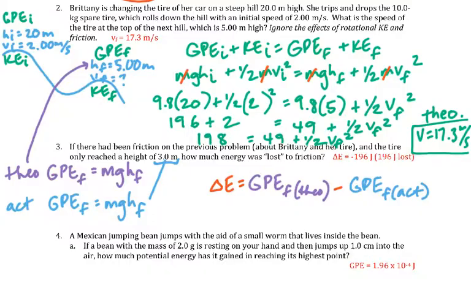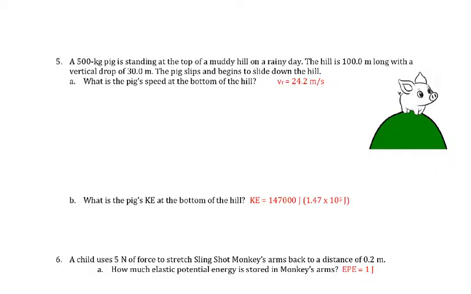Okay, last problem that I want to look at is this pig one on the back. I'm not going to work out the whole thing. I just want to walk you through using the big equation, but not using the whole thing. Okay, so we've got a pig on the top of the hill. The problem tells you that the hill is 100 meters long, but it also tells you that it has a vertical drop of 30 meters.